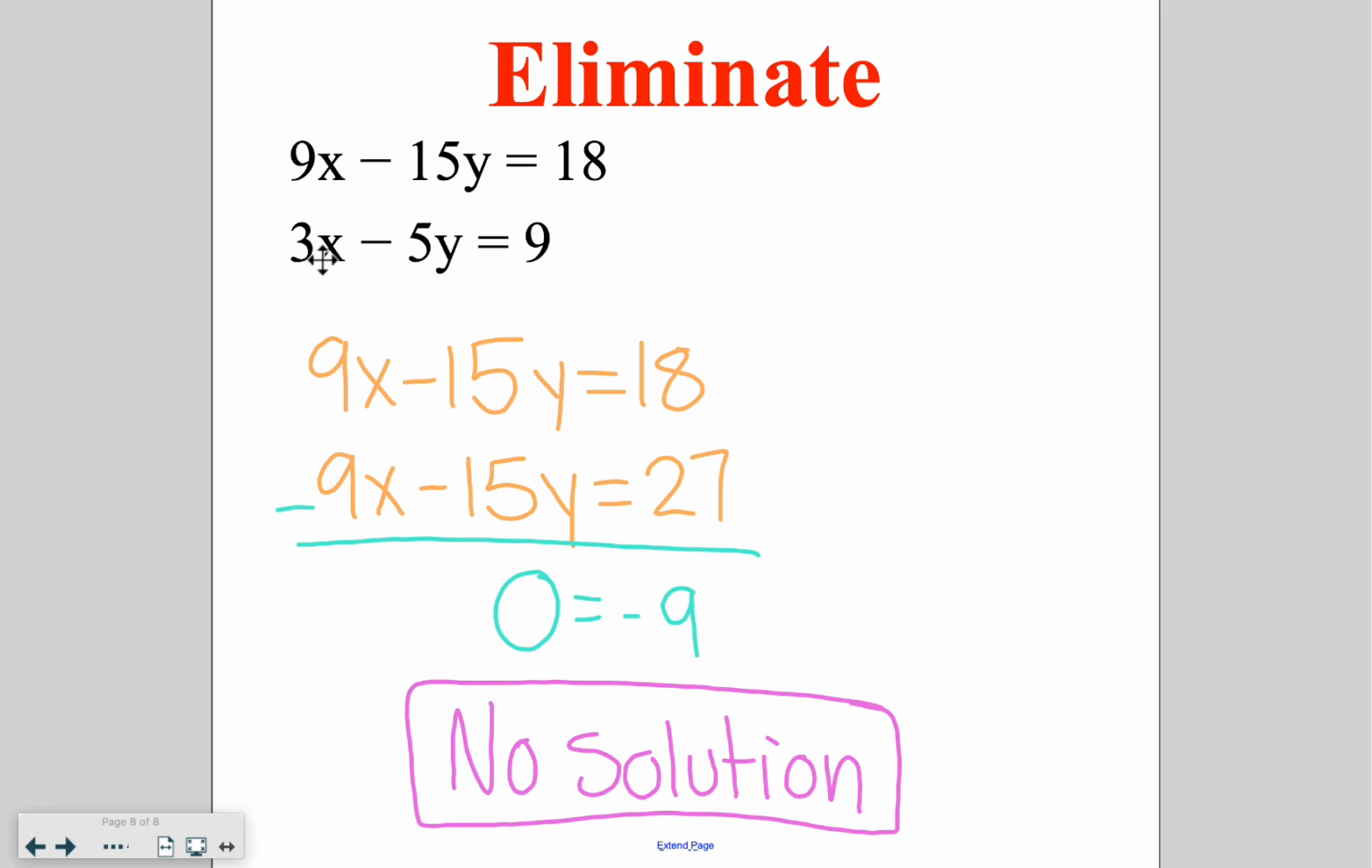In this case, I multiplied the second expression by a factor of 3 to get 9x minus 15y equals 27. As I subtracted all of these, my x's and my y's canceled out to give me 0. 18 minus 27 gave me negative 9. 0 does not equal negative 9, so this is an example of no solution.